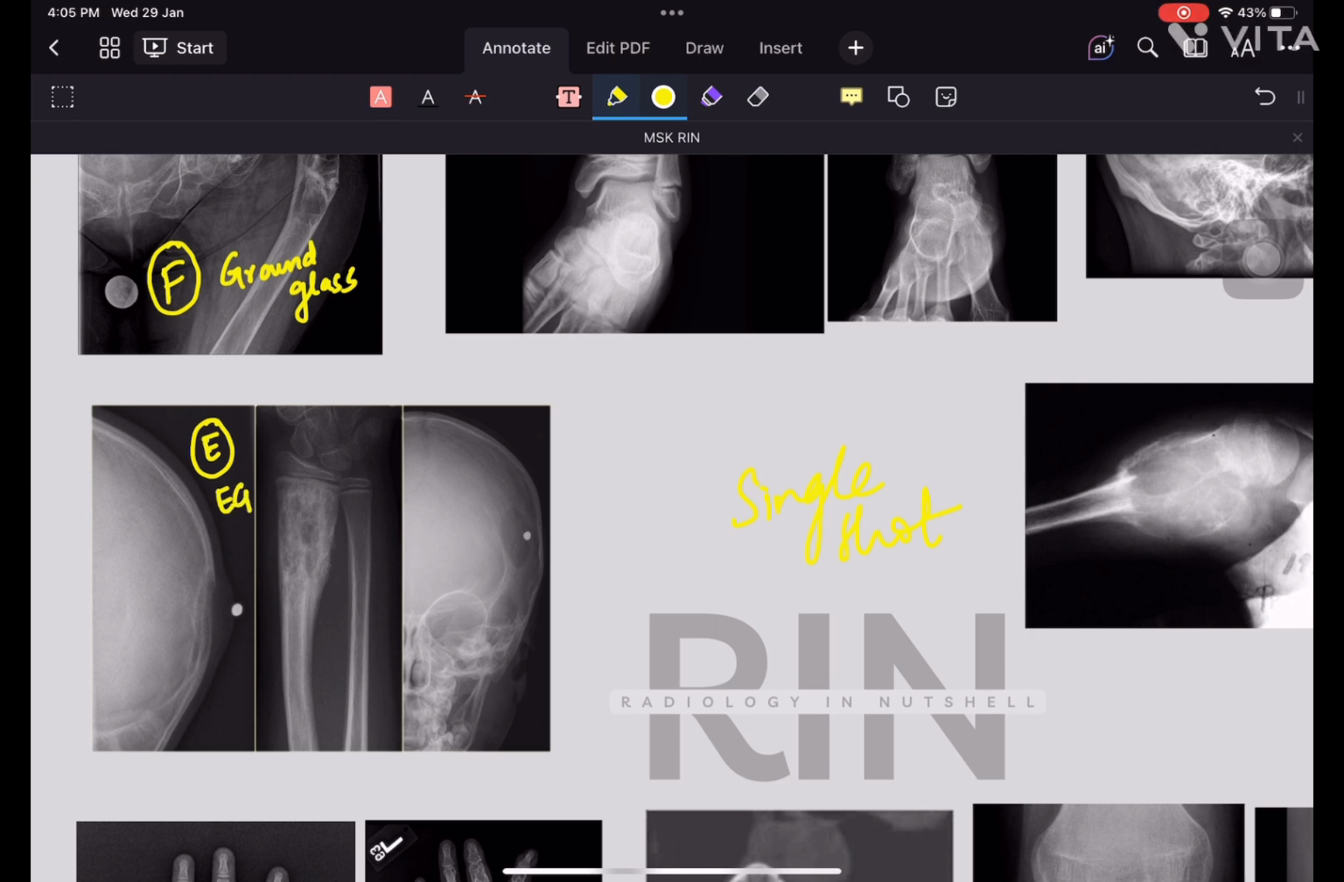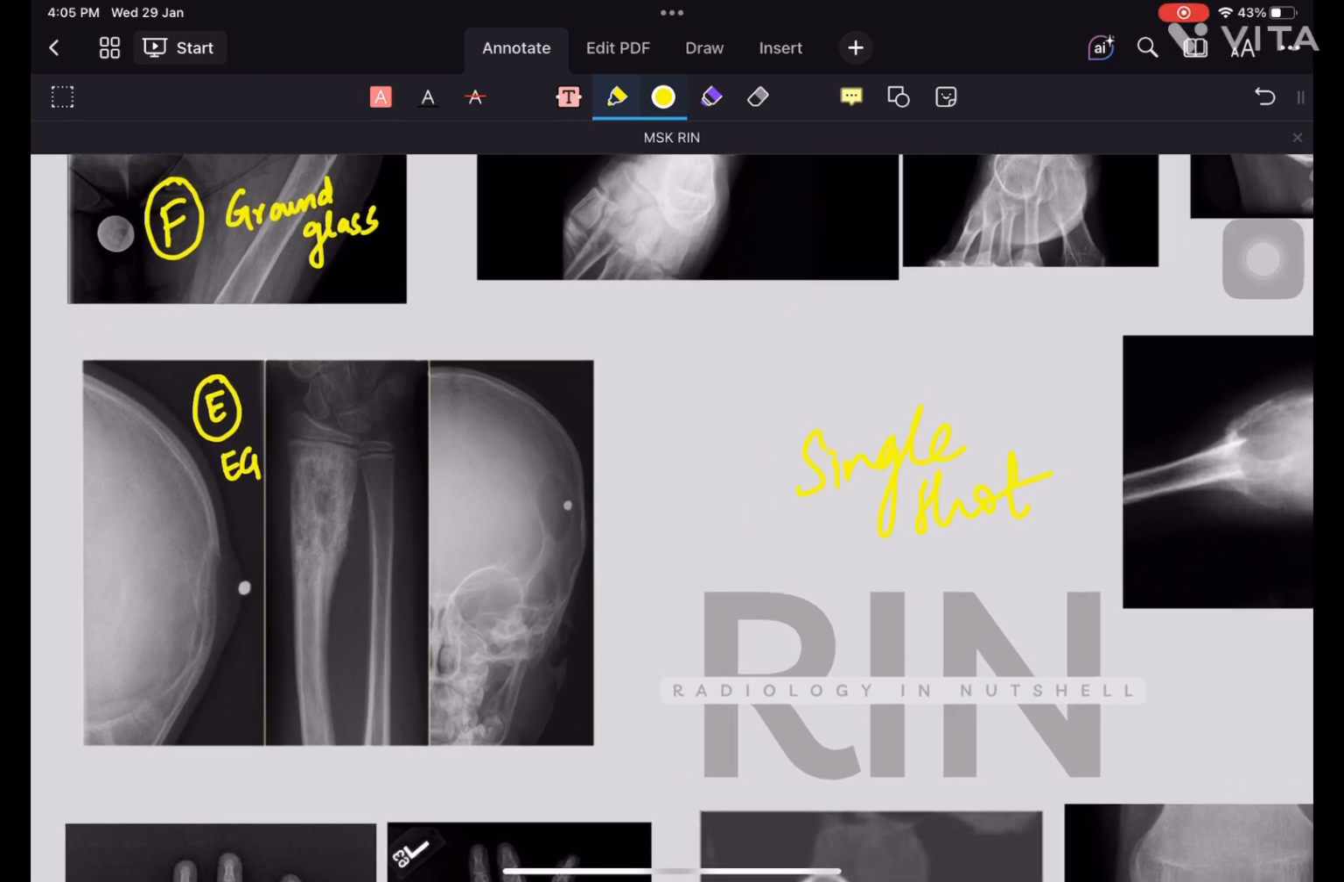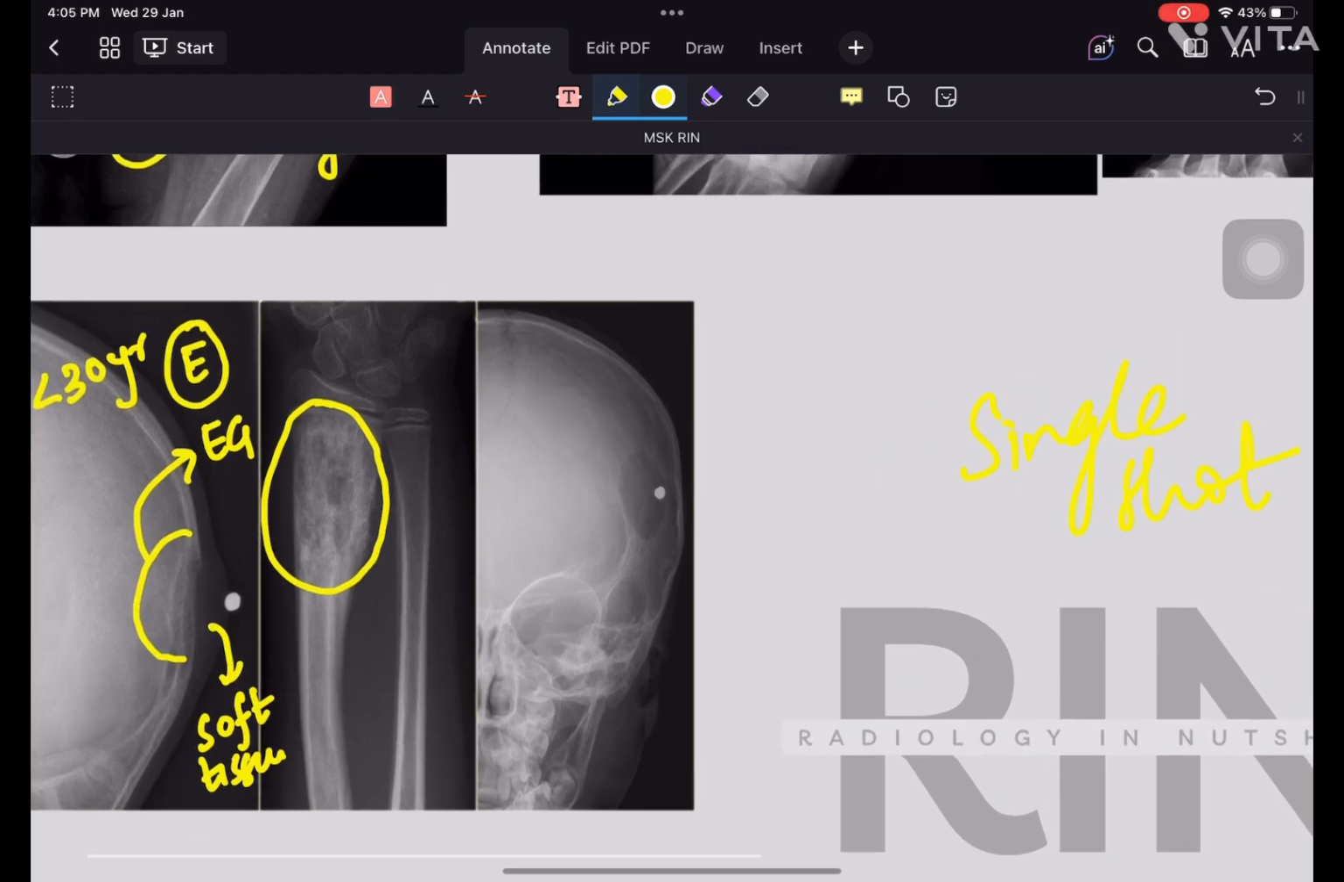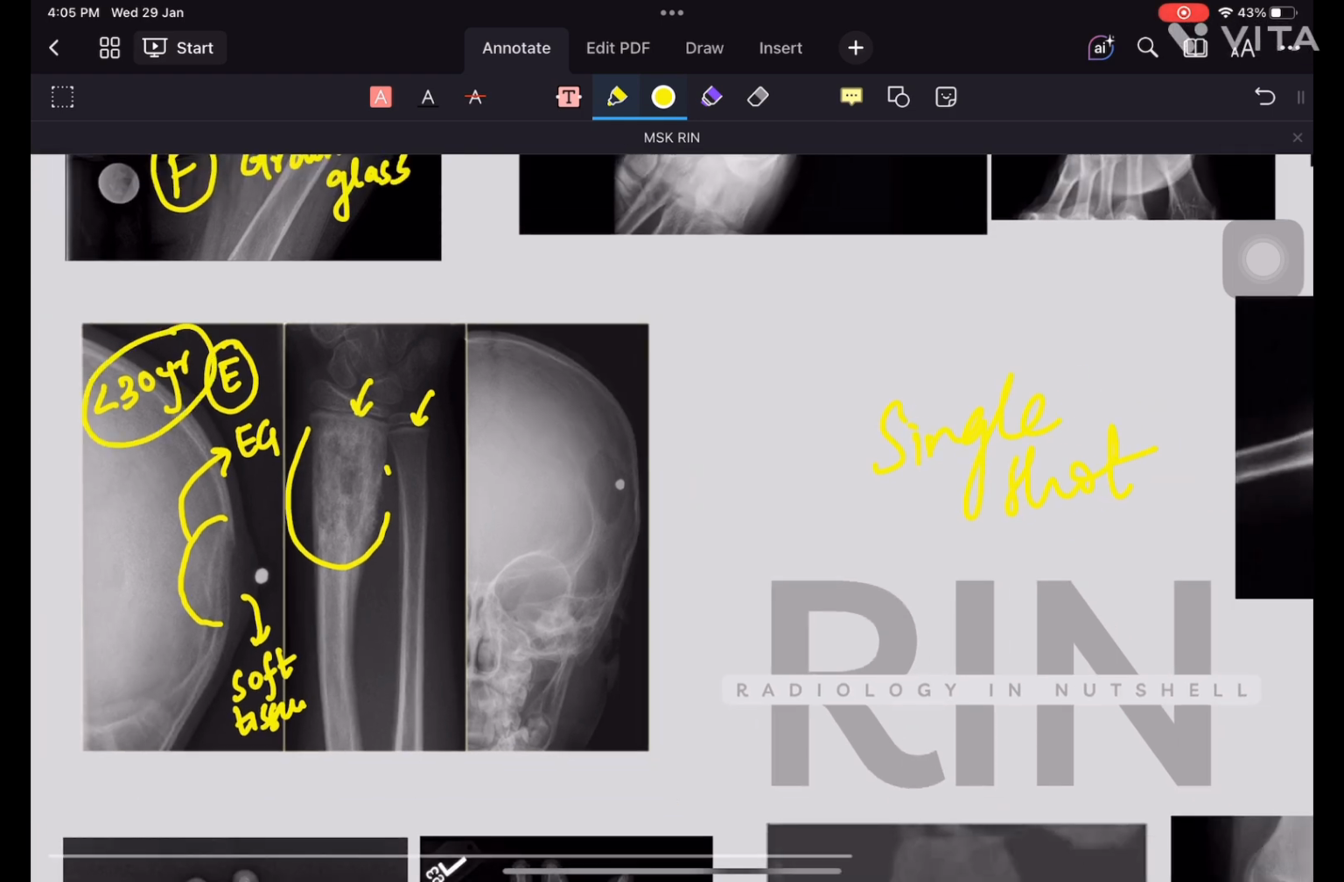Coming to the letter E, which represents eosinophilic granuloma. All three images are of eosinophilic granuloma. The first one represents a lesion in the calvarium with an associated soft tissue component. So a lytic lesion in the calvarium with soft tissue component. The second image shows a lesion in the bones of the arm, showing a permeative lytic lesion kind of appearance. The third image shows eosinophilic granuloma in the skull.